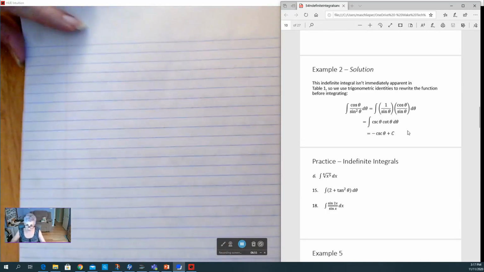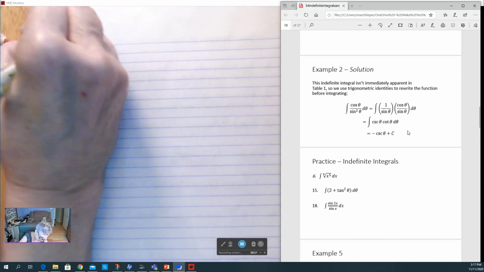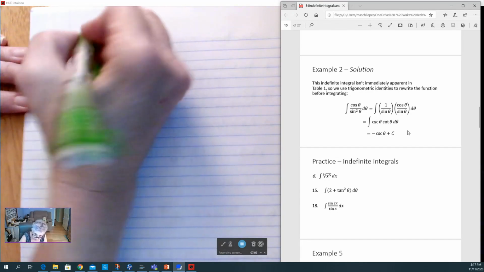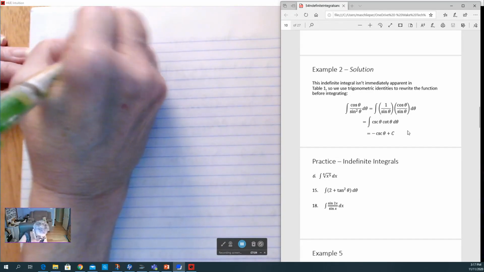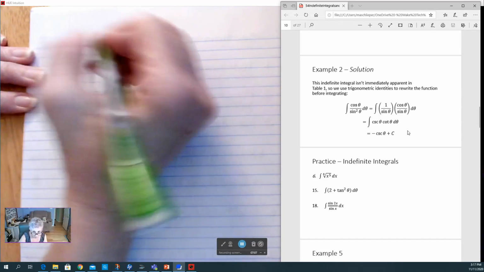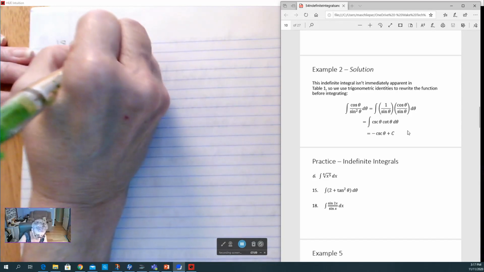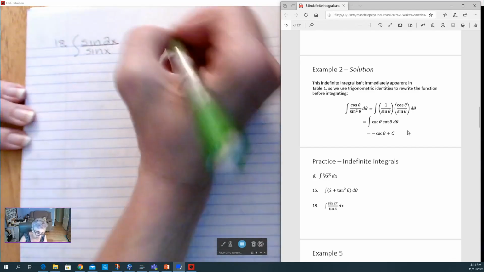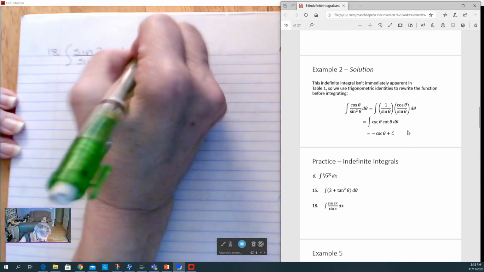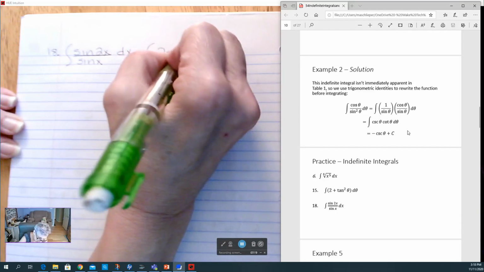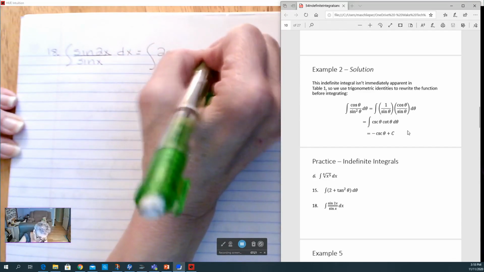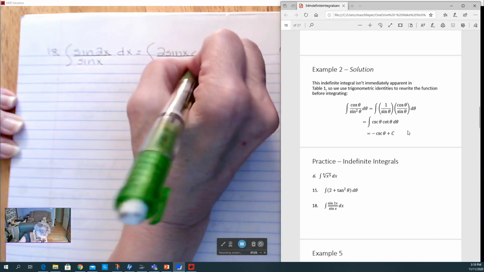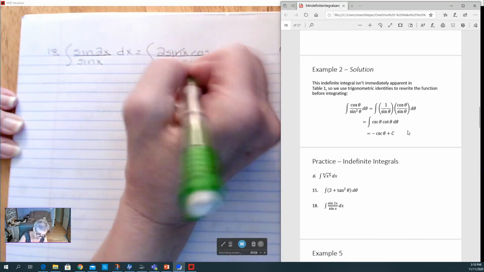Now, number 18. One of the easiest trig identities to remember is sine of 2x. I don't know all of the trig identities, but that one I do have memorized. Sine of 2x is equal to 2 sine x cosine x. And I expect you to memorize that one. Now I can cancel.